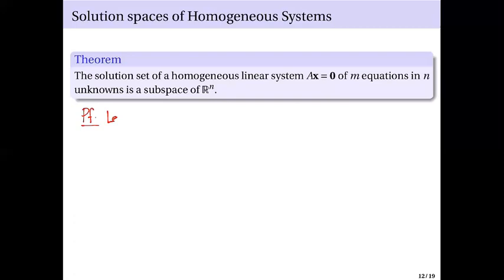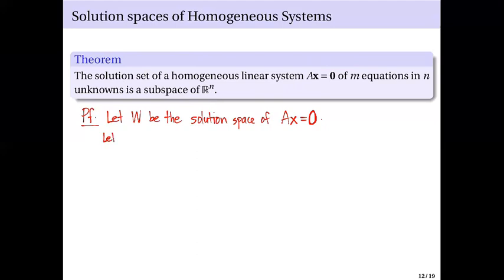So let W be the solution space of AX equals 0. Homogeneous, take note of that. So let us prove that this W is actually a subspace of Rn. And to do that, we use the two statements that we know we need to prove.